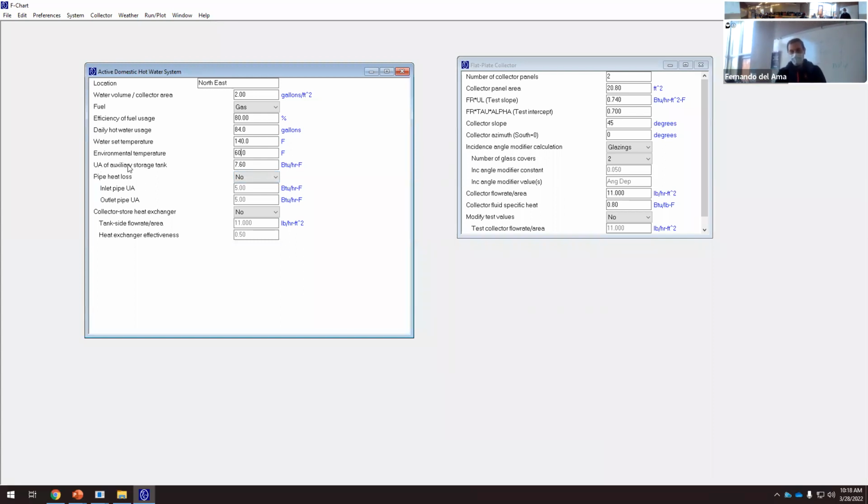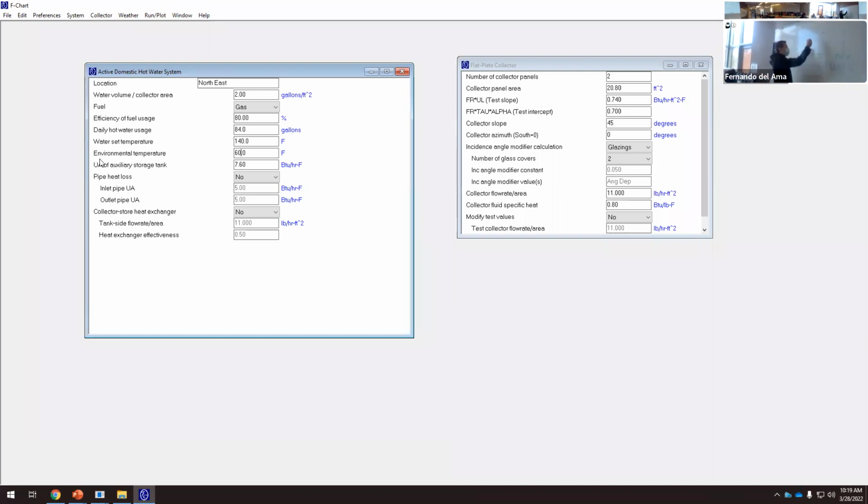This is the UA of the auxiliary storage tank. What does it mean, UA? If you remember, the heating load is U times A times inlet minus outlet temperature, or indoor minus outdoor temperature. Okay, so the UA is this value, the thermal transmittance times the area of the tank.